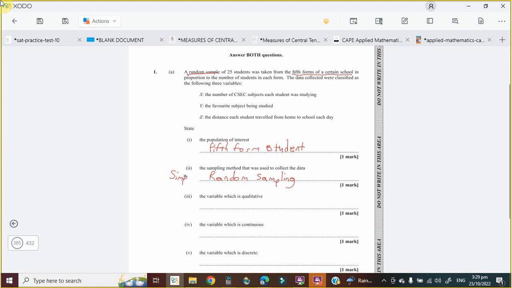So just as Jaden is saying, we want to show them it's SRS. It's simple random. We just take 25 randomly. It didn't tell us how they got the 25 randomly, but they already tell us the method. The variable which is qualitative. What's qualitative? What's qualitative again?